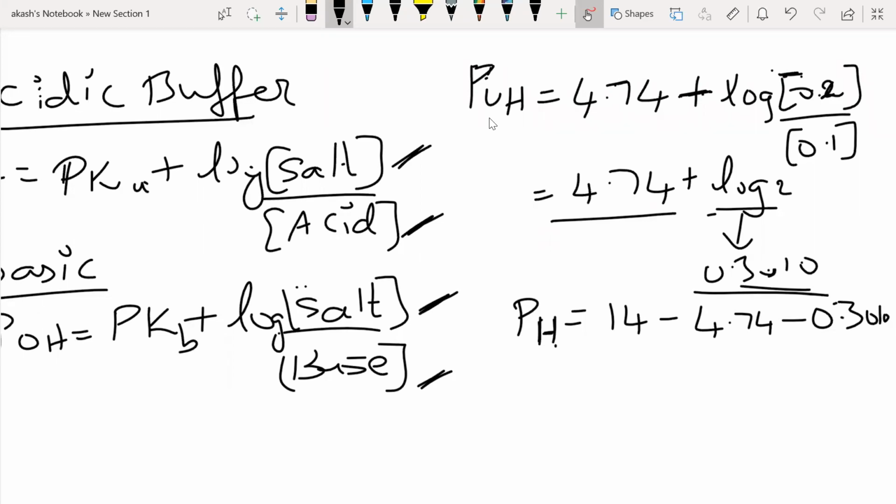Any question? What was the concentration of the base, sir? 0.1. I told you 0.1 M NH3. Yes, sir. Right. The question is given 0.2 M NH4Cl and 0.1 M NH3.